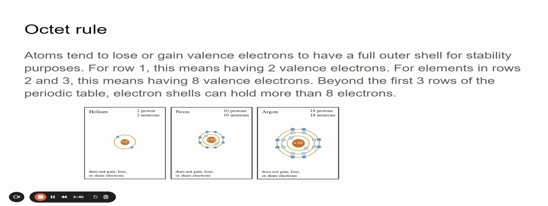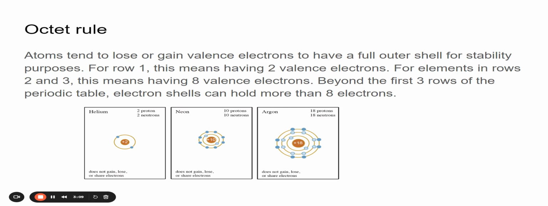Beyond the first 3 rows of the periodic table, electron shells can hold more than 8 electrons. So if we were looking at a 4th shell, it could actually hold more. But we're going to put that to the side. We just want you to know that the first 3 rows are honestly what we're going to use the most in chemistry this year. And so that's why we're teaching about these.